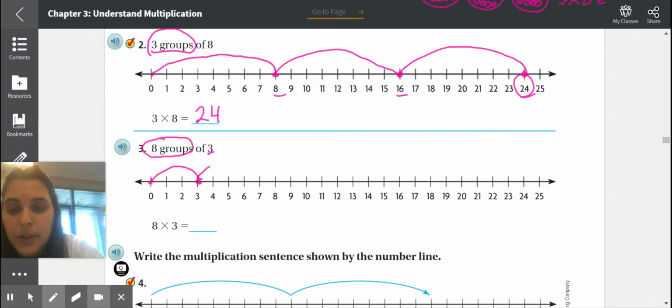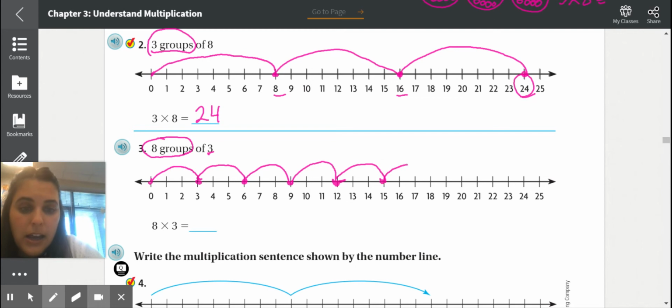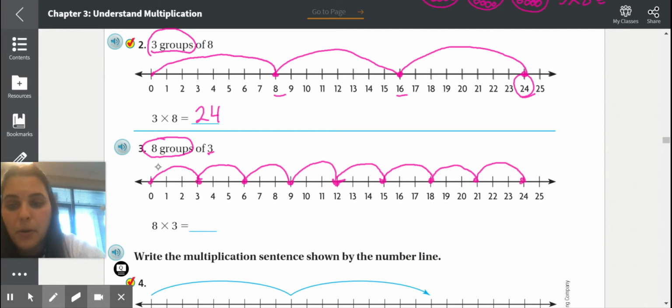Count 3 more. 6, 9, 12, 15, 18, 21, 24. Is that 8 jumps? 1, 2, 3, 4, 5, 6, 7, 8. And we were going by 3, so it would be 3, 6, 9, 12, 15, 18, 21, 24. So we know that 8 times 3 is 24. Look, we got the same answer.